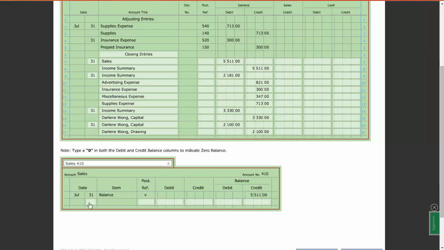So, line 7, I'm posting. The date is the 31st. Post reference is 4 because I'm getting it from page 4 of my journal. Sales is being debited $5,511. It had a credit balance, so therefore its balance is 0. So I have to put a 0 in both columns, just like that. If you don't, Aplia will mark it wrong. The last step that I do is I take 410 and put it back up top.